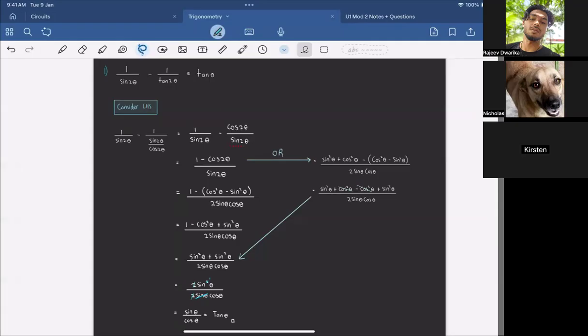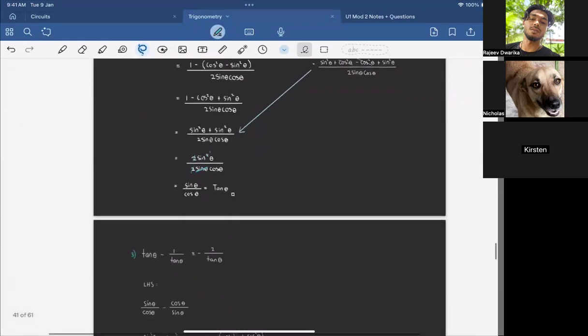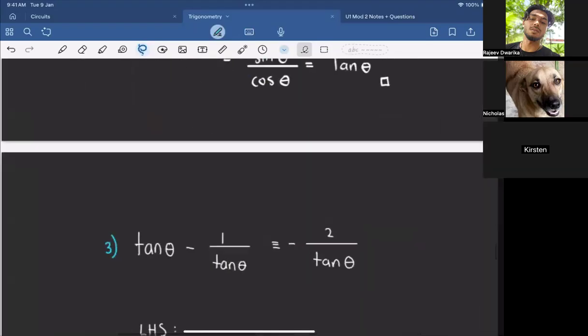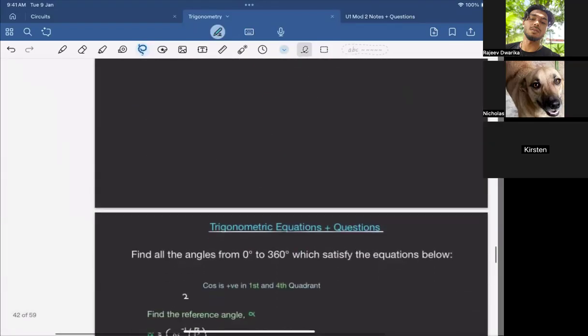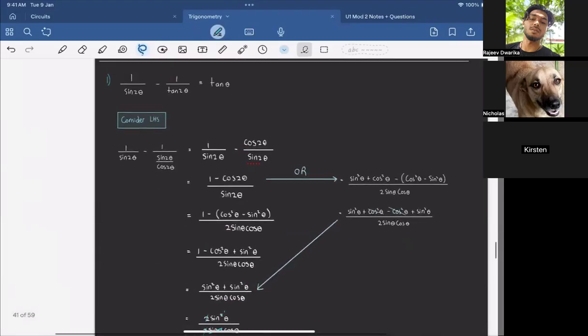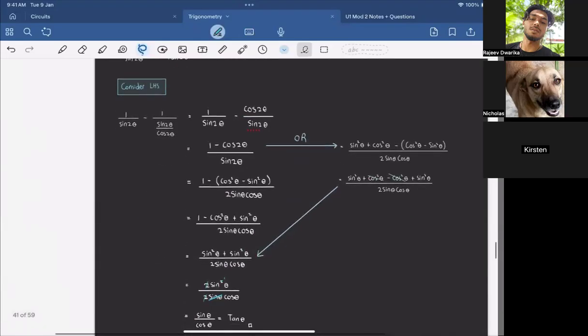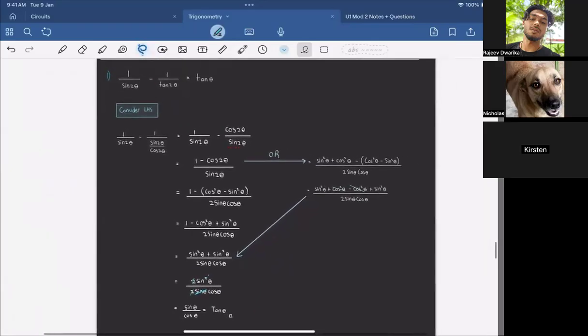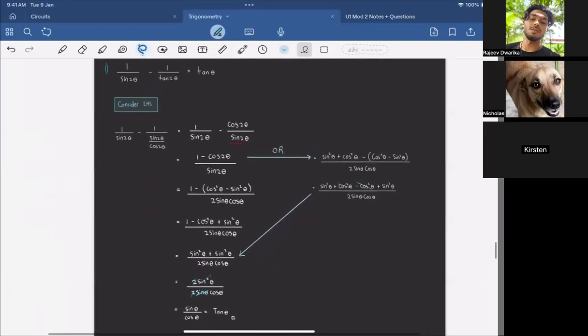Okay, good job, Nicholas. Kristen, you can drop in the chat when you finish. Nicholas, this is it for trigonometry. I'll give you this one question, but that's it for trigonometry. We did everything. Nice. Past paper time. So next class, we're going to do past papers on trigonometry and look to move on to calculus.